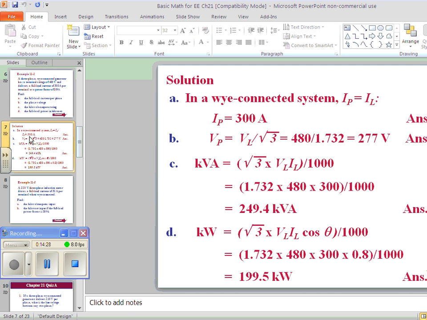Knowing that that is our apparent power, if we have the power factor of 80%, we can just multiply that times 80%, and that is our true power, or 199.5 kW.